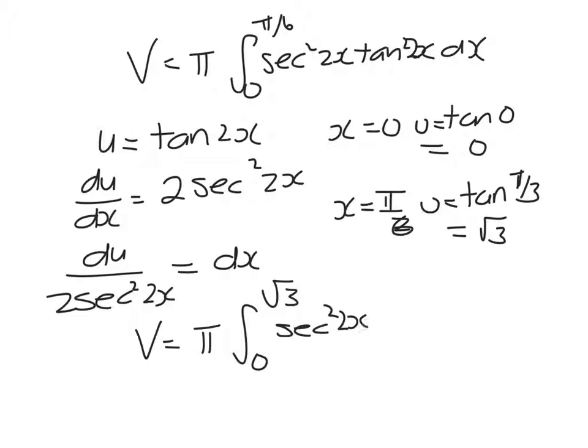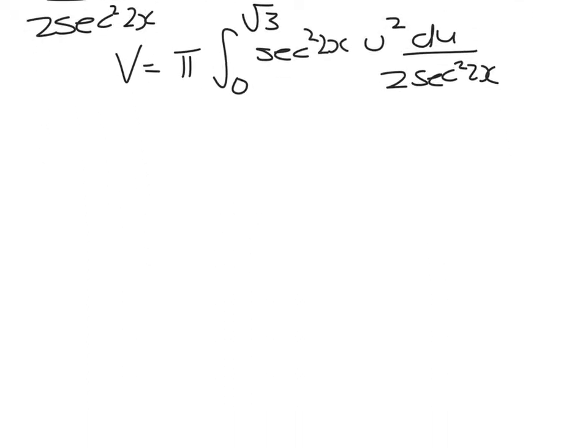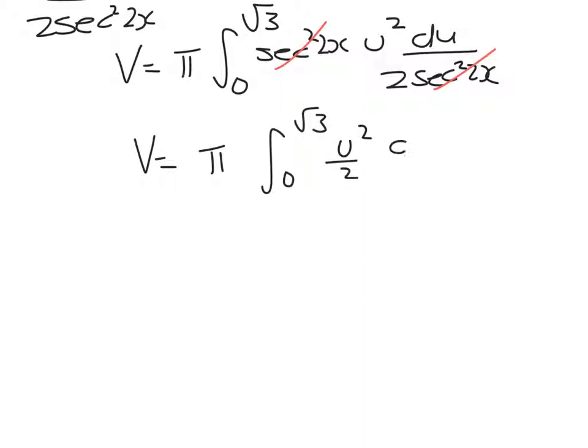So our volume is pi times the integral from 0 to root 3 of sec squared 2x tan squared, which is u squared, and dx, which we can replace with du over 2 sec squared 2x. What I can see here is these are going to cancel, and it leaves me with the volume is pi times the integral from 0 to root 3 of u squared over 2 with respect to u.